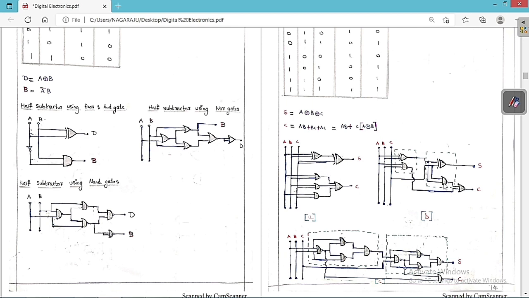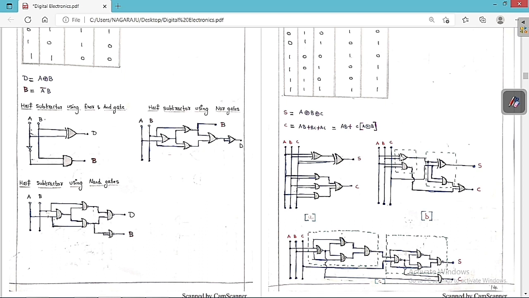Suppose you want to build it in terms of half adders. You can see clearly this is basically one half adder, and this is another half adder, and here we need an OR gate. So if you want to build a full adder in terms of half adders, then we need two half adders and one OR gate. So listen carefully. If you want to build a full adder, then we require two half adders and one OR gate. So this is a very important point.